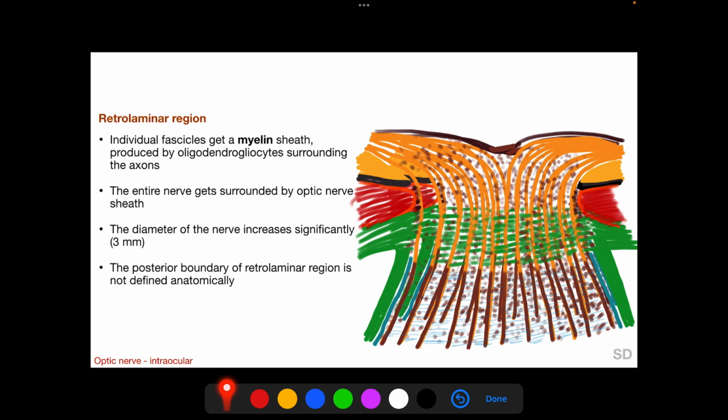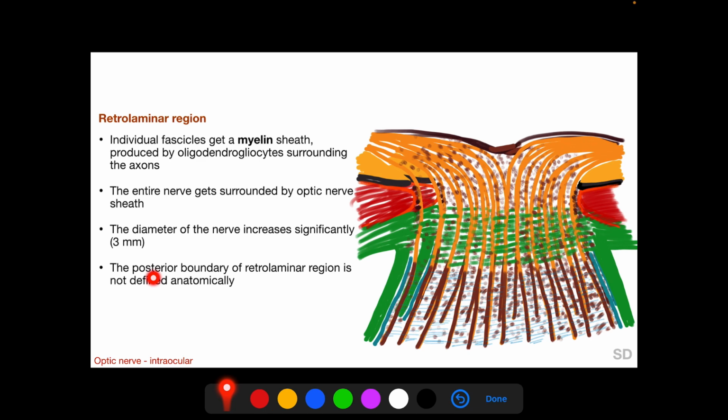The retrolaminar region is the region where the individual fascicles get a myelin sheath, and the myelin sheath is produced by oligodendrocytes surrounding the axons. The entire nerve gets surrounded by an optic nerve sheath, and the diameter of the nerve increases significantly from 1.5 mm to 2 mm in the superficial portion of the optic nerve head to 3 mm in the retrolaminar region.